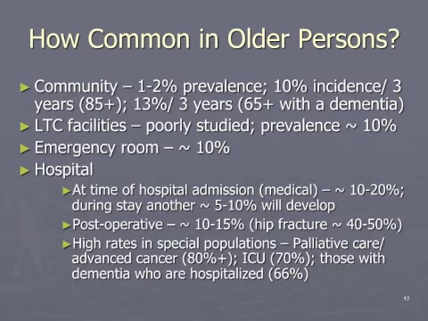Very common after surgery, 10 to 15%, and for particular types of surgery, like surgery for a hip fracture, very common, 40 to 50%. And there are very high rates in special populations, like those receiving palliative care, dying from a terminal illness, a cancer, 80% plus. ICU, 70% overall prevalence, and among those with dementia who are hospitalized, about two thirds will develop a delirium during their stay in hospital.